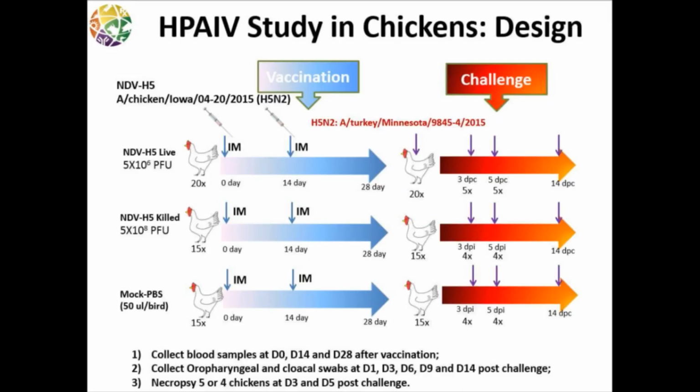We enrolled 3 groups. The first group was vaccinated with 5 x 10^6 PFU of live virus. The second group received 5 x 10^8 PFU of NDV-H5 killed virus. And the third group was vaccinated with placebo. There were 2 vaccinations, 2 weeks apart, and challenge with virulent H5N2 Turkey isolate from Minnesota from the same outbreak was done 2 weeks post-second vaccination.